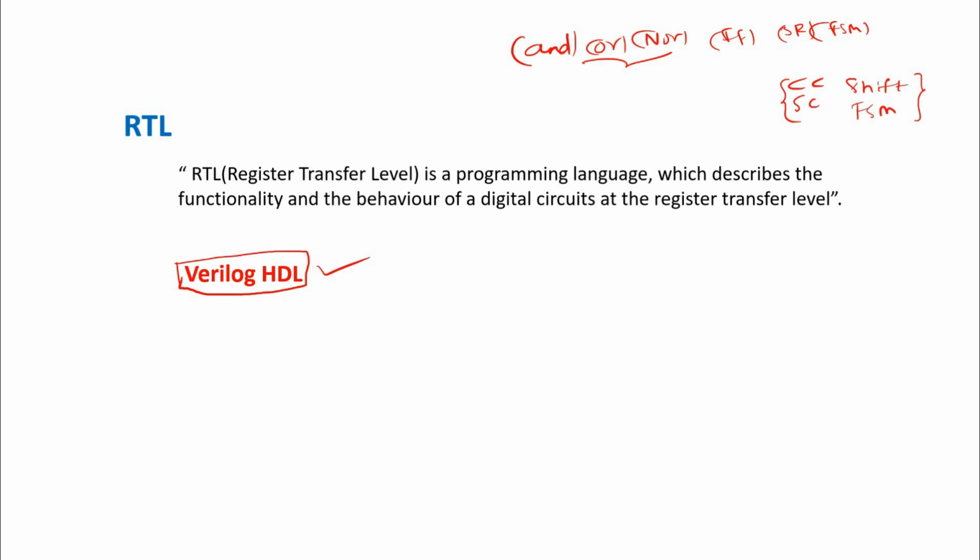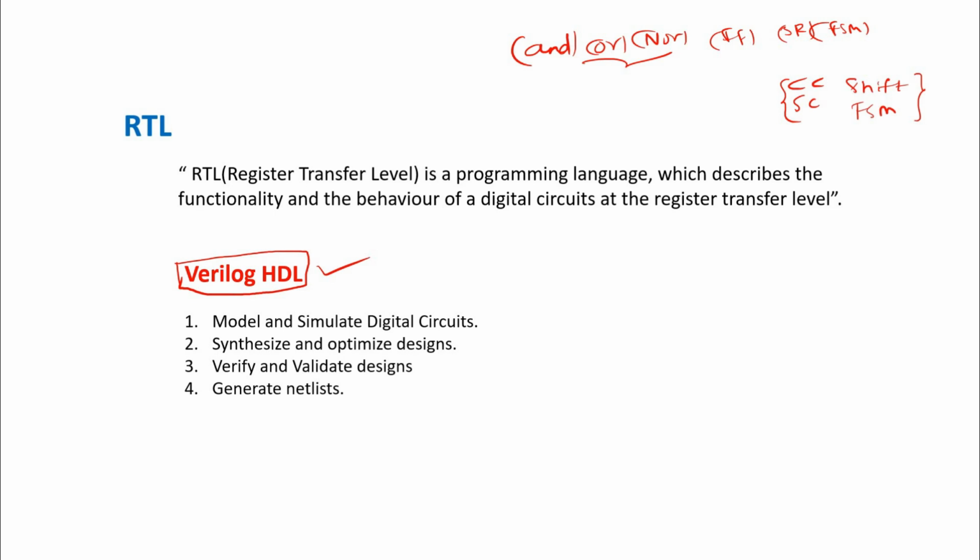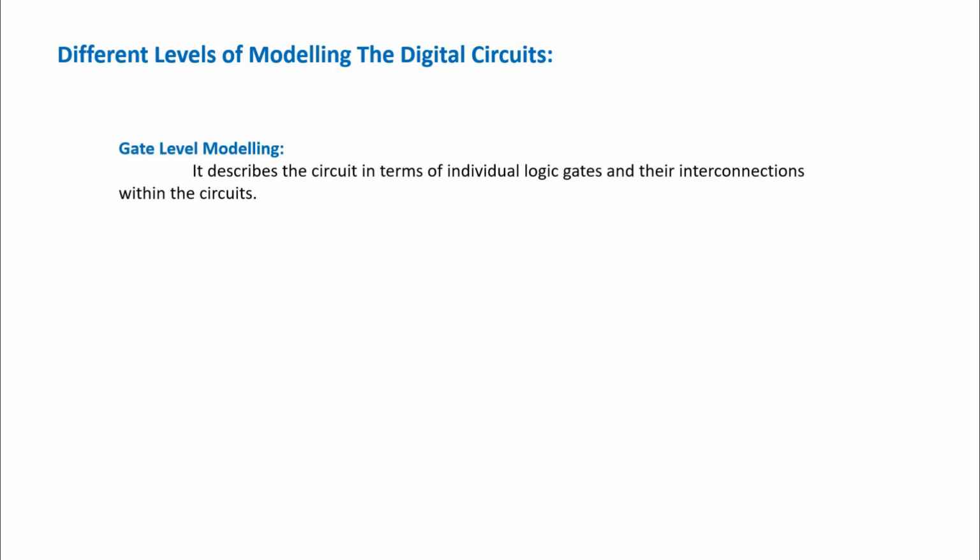Before going to the coding part, we need to know in how many ways we can write Verilog code. By using Verilog HDL, we can model and simulate digital circuits. We can synthesize and optimize the designs. We can verify and validate designs. We can generate gate level netlists also. We have different levels of modeling digital circuits. The first is gate level modeling. It describes the circuit in terms of individual logic gates and their interconnections within the circuit.